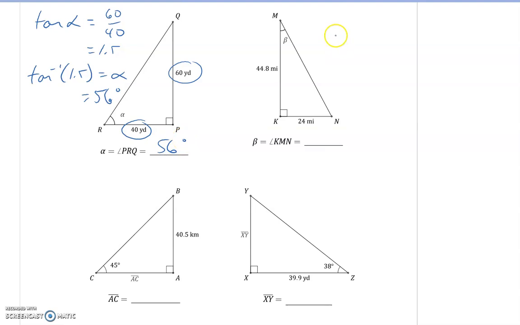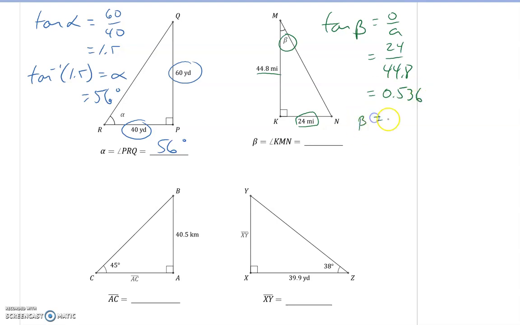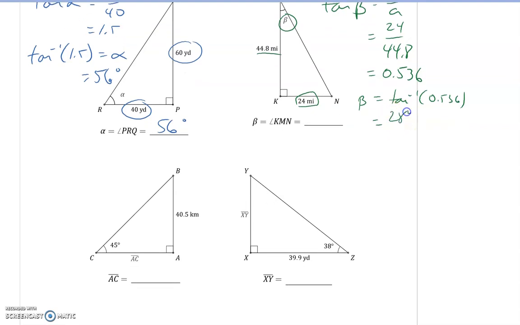Look for angle beta. So tan of angle beta, there's my beta right there, is going to be opposite over adjacent again. My opposite is going to be the 24, it's opposite side, divided by my adjacent of 44.8. So 24 divided by 44.8 gives me about 0.536. So then to find my actual beta angle, I'll take the inverse tan of 0.536. So I'll take the inverse tan of that decimal I got, and I get an angle of around 28 degrees. So that'll be 28 degrees, something like that.